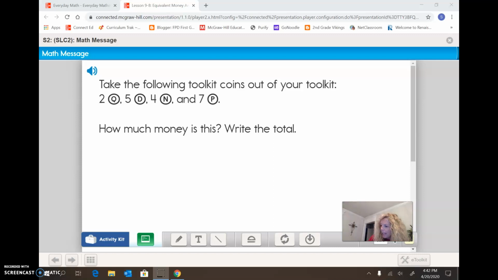What about this one? How many dimes are there in a dollar? How many dimes? Think about how you would count by dimes to get to a dollar. Did you say 10? That's right. How many dimes are in 60 cents? How many dimes does it take to make 60 cents? 6, you're right. All right, what about this one?